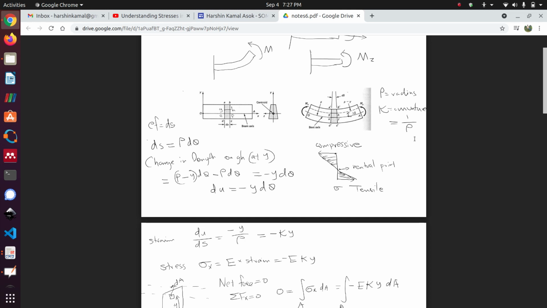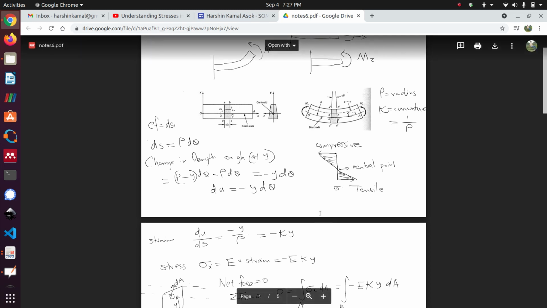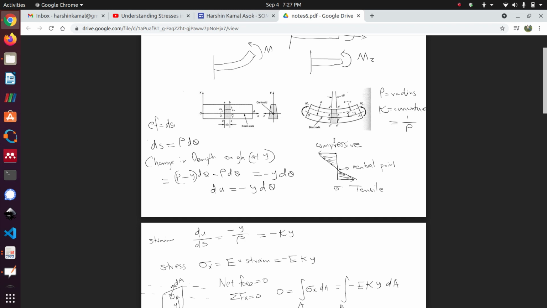Now we also know that bending stresses are normal stresses. So in 2D problems, in addition to normal stresses, we also have shear stresses. So for bending of beams, what is the value of shear stresses? How does the shear stress vary in the cross section? What causes the shear stress? Can we come up with an equation for shear stress? So these are the questions we are going to ask and try to answer in this class.